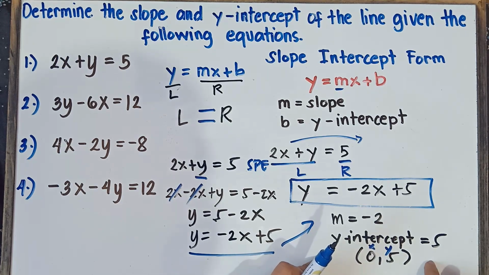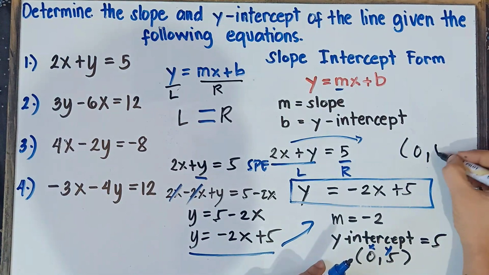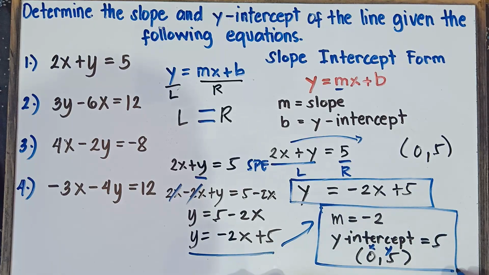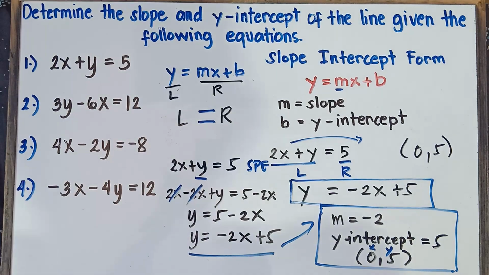If you have an example like this, your answer for the y-intercept would be positive 5. Therefore, the ordered pair would be 0 for x and y is positive 5. That's it, class. All set. This is the answer with regards to example number 1. Alright, so let's proceed now to example number 2.